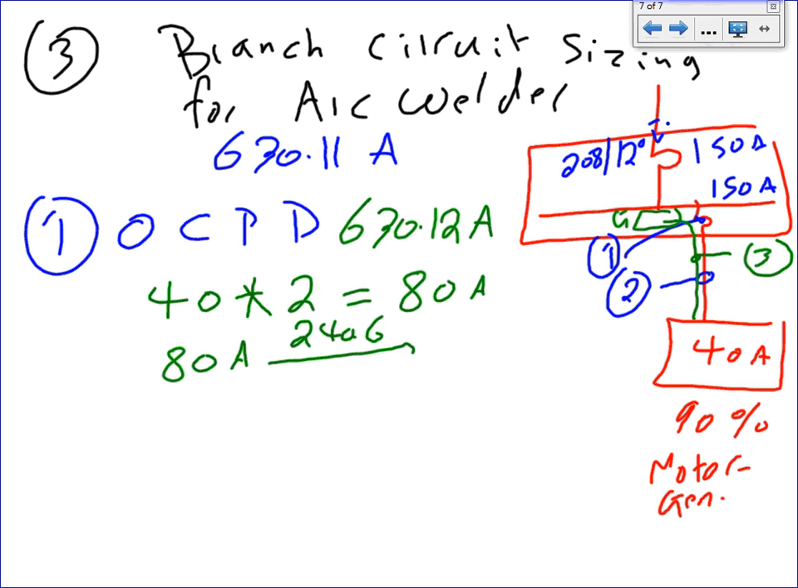Then you're going to take the 80 amps to 240.6. Is this a standard? 80 amps is a standard. If it's not a standard, what do you do? You go down. Does that make sense? If it's not a standard, you go down. So we happen to hit the standard, so we're good to go.